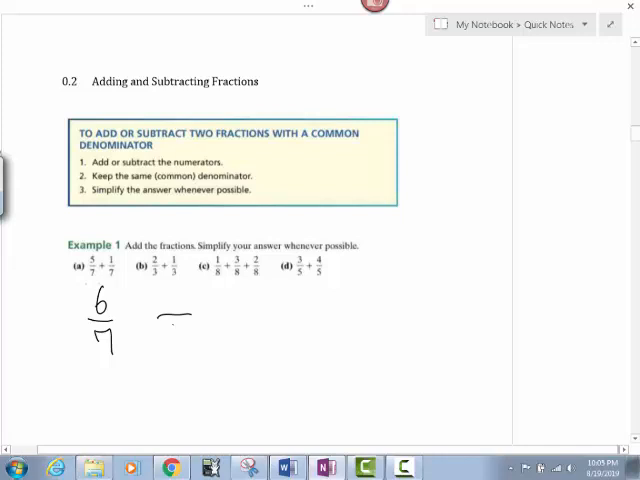The bottom number is 3. Okay. 2 plus 1 is also 3. Now 3 divided by 3 is 1. So we can simplify the second problem. Okay. Let's go to the third one.